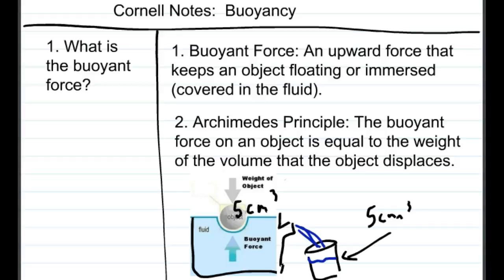And another thing that Archimedes' principle says, that whatever the weight of that water is, let's say the weight of that water is 2 pounds. If the weight of the water is 2 pounds, then also the buoyant force will be 2 pounds, 2 lbs. Go ahead and finish writing that up, and then write a question for number 2. Make up your own question for number 2.